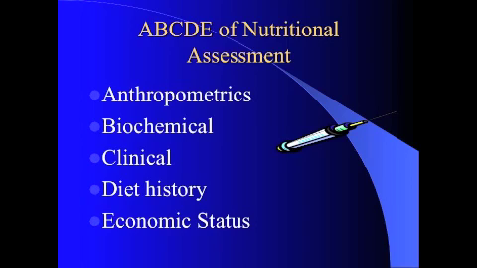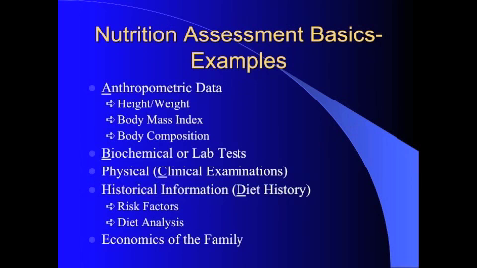Economic status, the E, is an additional factor when assessing one's nutritional intake, since malnutrition occurs more frequently in lower income families. This slide gives some examples of the ABCDE methods of nutritional assessment.